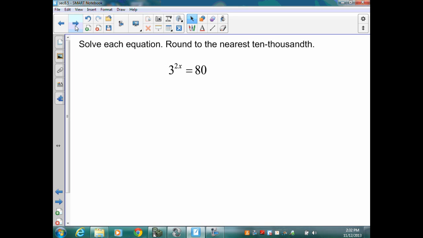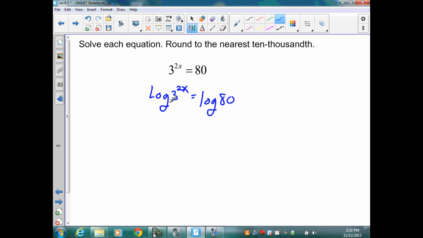Solve each equation, round to the nearest 10,000ths. Here I have 3 to the 2x equals 80. What I want to do is take the log of both sides. So I'll have the common log of 3 to the 2x equals the common log of 80. Notice my bases are the same. They're both the common log base of 10. And what I'll do is use the power rule that we know from the previous section. That's going to give me 2x common log of 3 equals the log of 80.